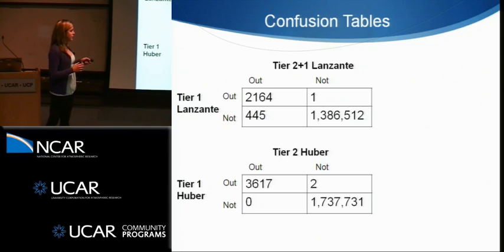And again, for the tier 2 Huber and the tier 1 Huber, we look at that top corner again. Only 2 outliers are considered an outlier by the tier 1 and not the tier 2, showing that we really don't need the tier 1 again for this test.